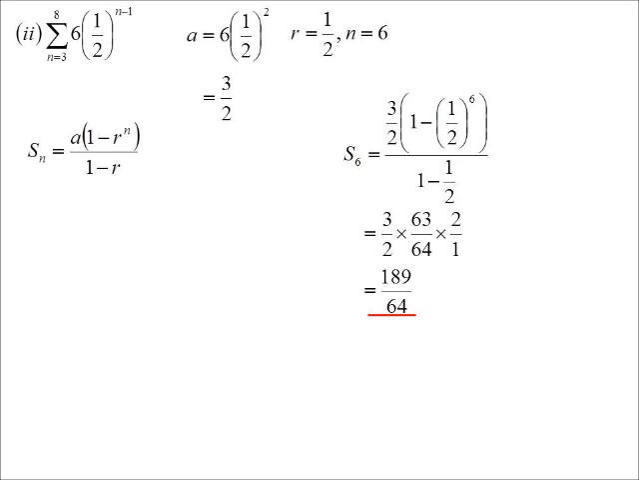So I would go 3 on 2. I'd work out inside the parentheses is 63 on 64. Invert and multiply the 1/2, and we get 189 on 64.